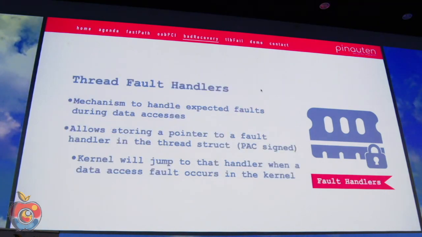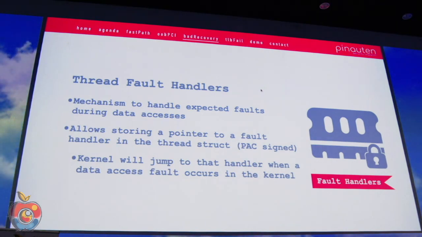Now, what are thread fault handlers? Thread fault handlers are a mechanism to handle expected faults during data accesses. It allows you to store a pointer in the thread struct, which is signed using pointer authentication codes. And if a data abort happens in the kernel and this fault handler is set, then the kernel will jump directly to it. What is this used for?